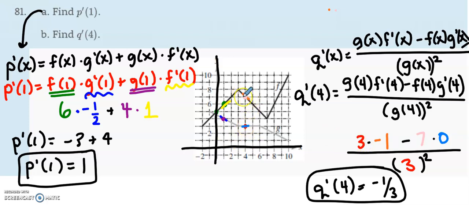F prime of 4 was that little orange slope of that line. F of 4 was equal to 7, that light pink dot. And then I got this blue color. G prime of 4 was a slope of 0. Okay, so that should help with number 82. It also should help with some stuff in section 2.4 when you get there.